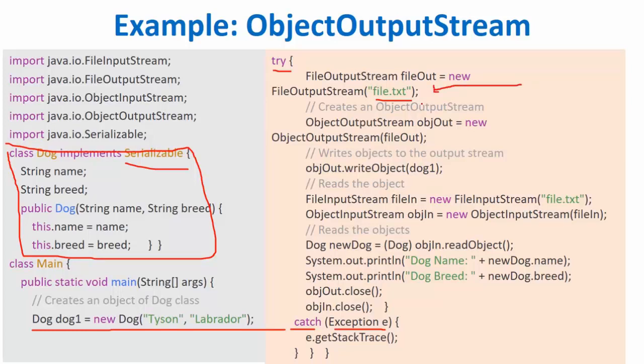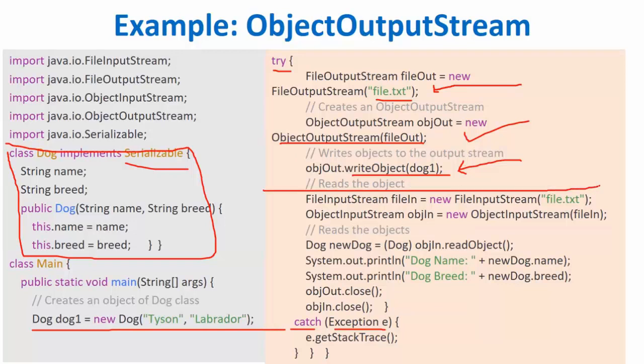You cannot write objects directly to a file output stream. You need to create an object output stream based on the file output stream. That's it. Once you do this, you are 95% done. Then you just write the object, dog1. So dog1 will be stored in the file.